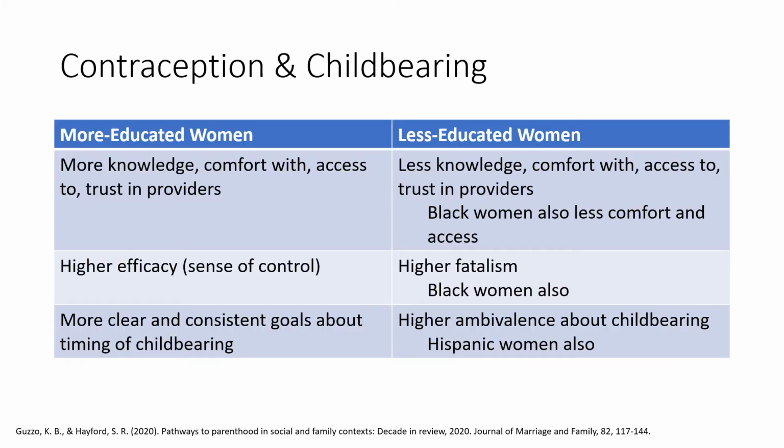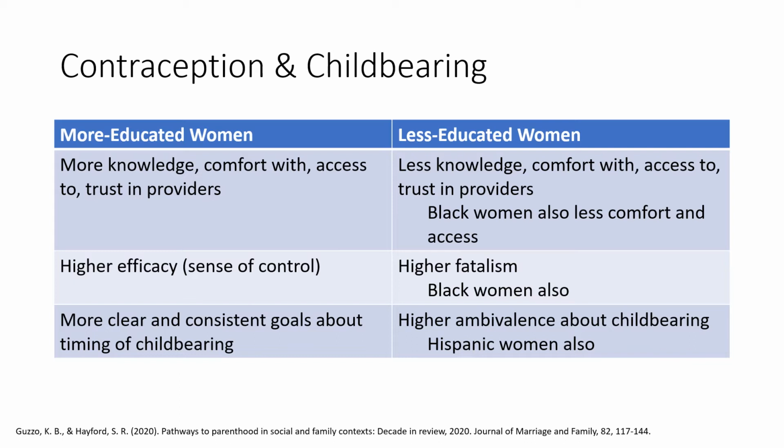So let's talk about contraception and how it relates to childbearing. What we can see is that there are some differences between more educated women and less educated women. More educated women on average will report more knowledge about contraceptive options, more comfort with them, more access to, and more trust in their medical providers. Whereas less educated women will report less of all those things. And Black women also report less comfort and less access.